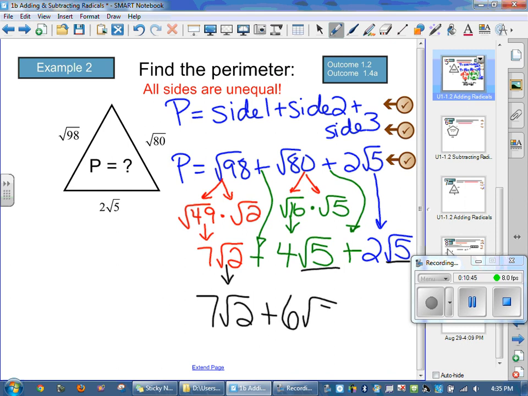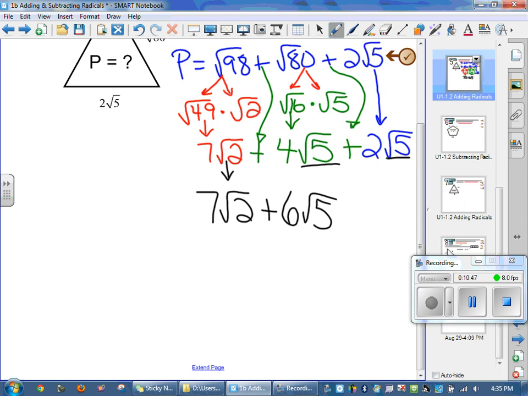What can you do? Can you switch it around? Absolutely. So you could write it also like this, 6 root 5 plus 7 root 2. Either way is correct. Moving on to example 3.